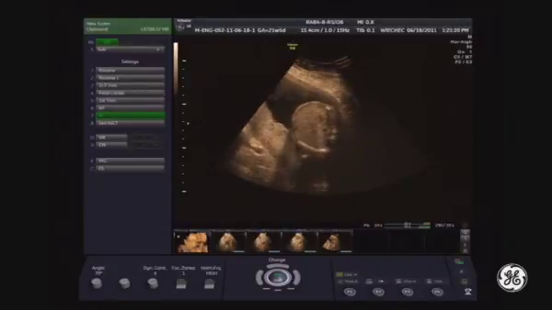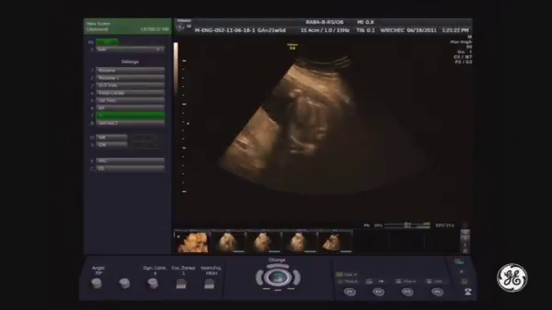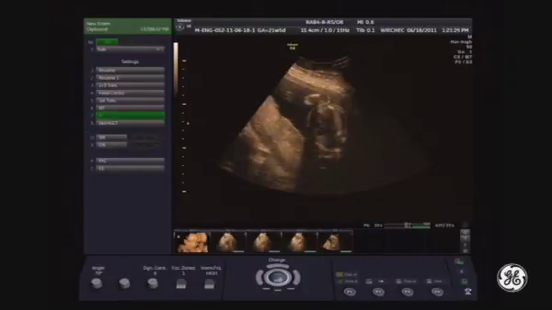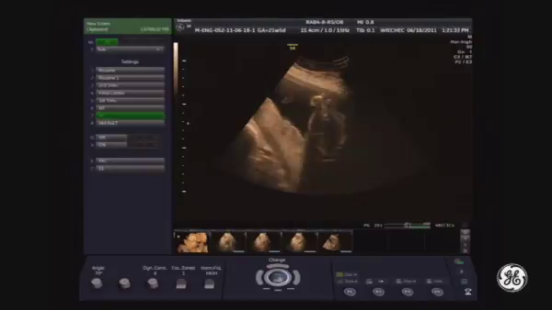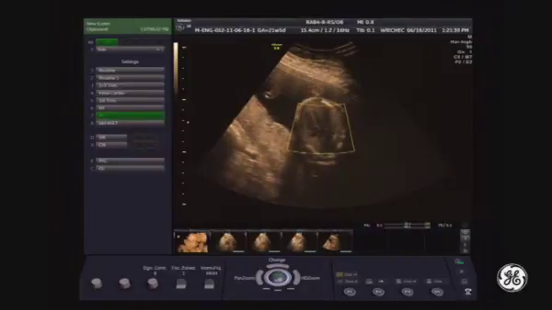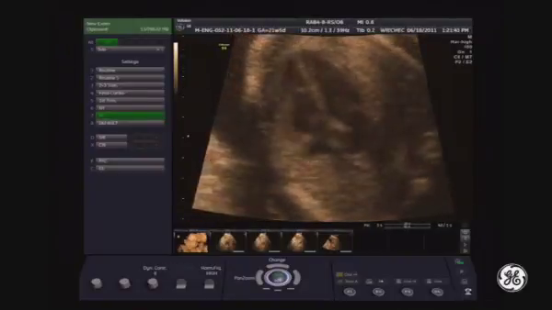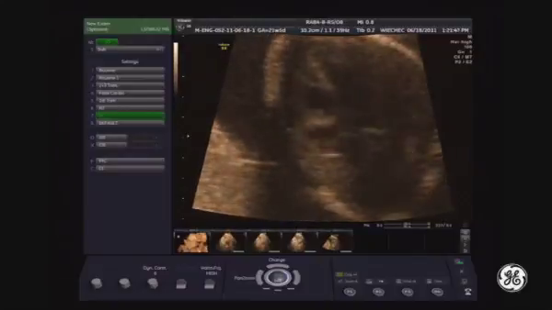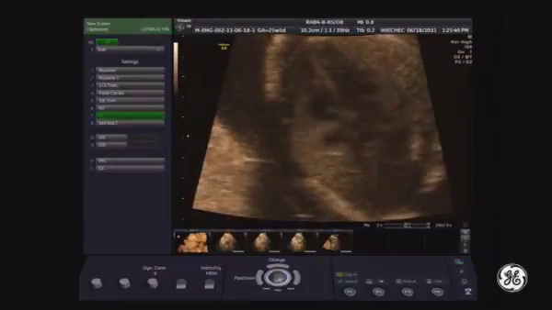In the Voluson Signature series, the HD zoom function is available, which enhances both spatial and temporal resolution. Let's try if it helps. I'll bring the box of HD zoom over the fetal heart area. Now the HD zoom is activated. Resolution is improved, but still much noise is seen.